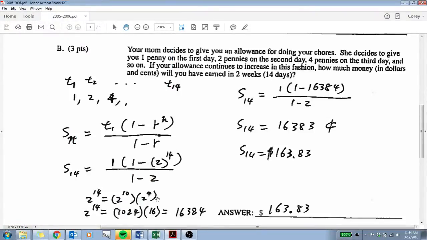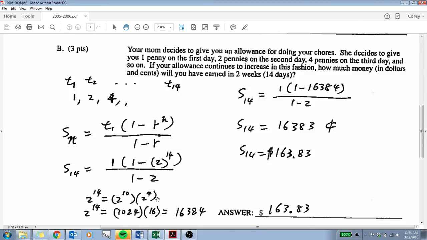So your mom decides to give you an allowance for doing your chores. She decides to give you 1 penny on the first day, 2 pennies on the second day, 4 pennies on the third day, and so on. If your allowance continues to increase in this fashion, how much money in dollars and cents will you have earned in 2 weeks, which would be 14 days?